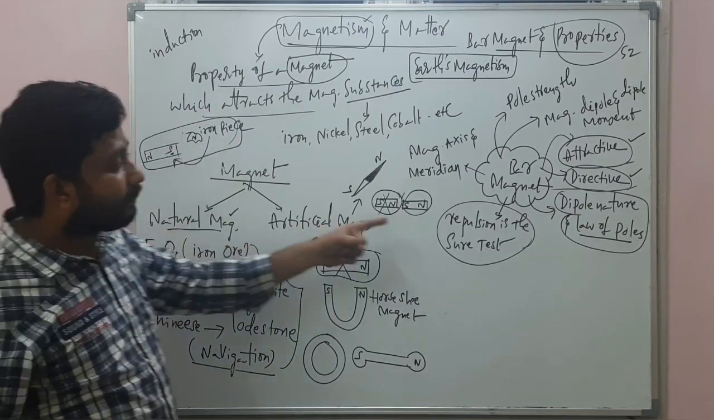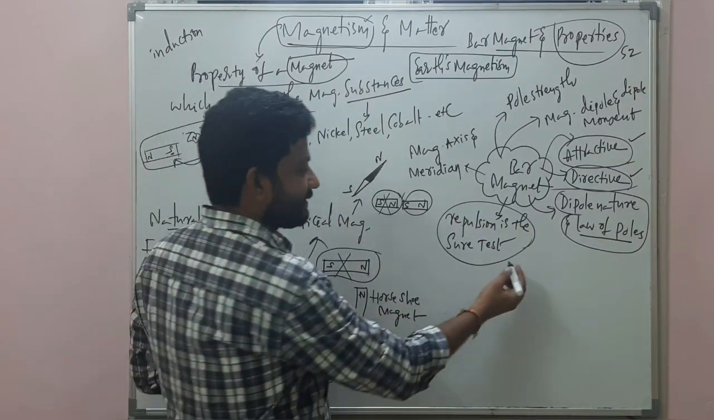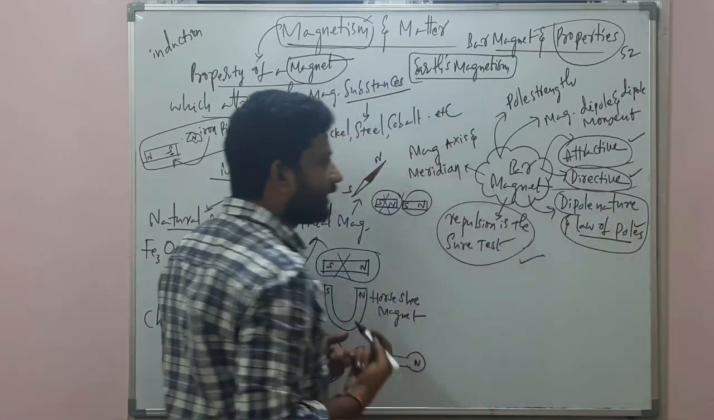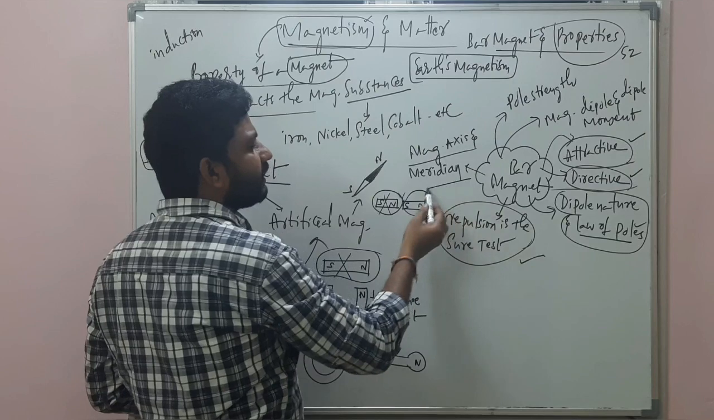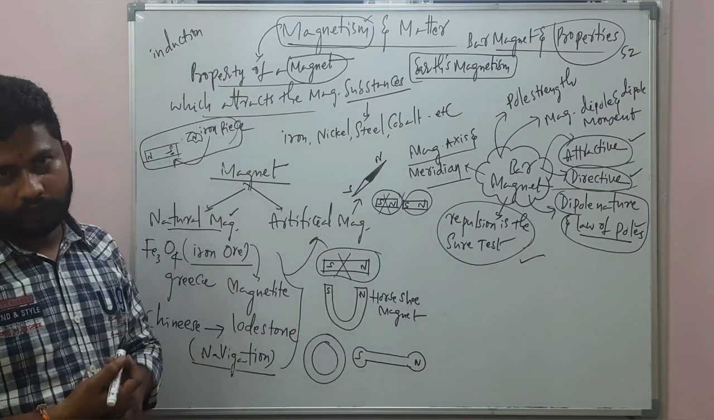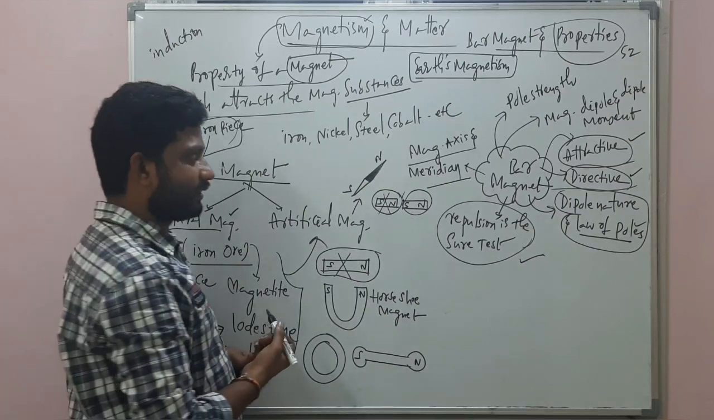That's why repulsion is the sure test of magnetism. Finished, right? Next: what are the magnetic axis and magnetic meridian? Magnetic axis and magnetic meridian. Look at the interesting thing here.